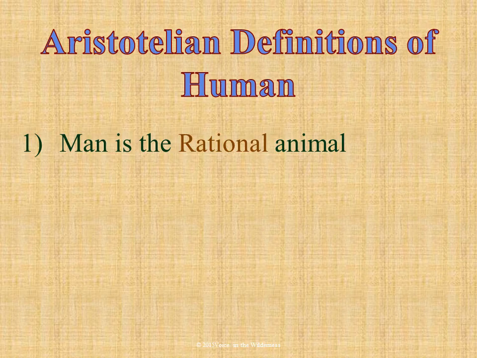Aristotle chose animal. I might have chosen mammal to be a little more specific. I wouldn't have gone with primate. I think that would be too narrow. But because Aristotle used animal in definitions of humans, we've always used animals since then. And Aristotle thought that man is the rational animal, that we're the thinking animal. We put things in order and we try to make sense.